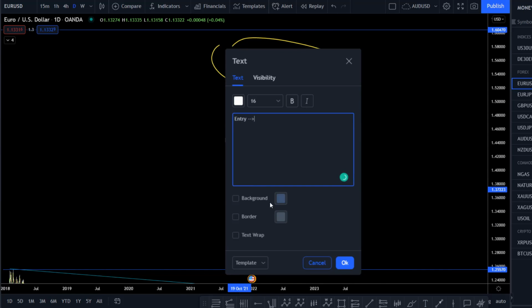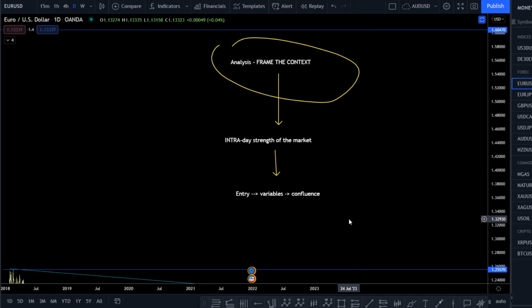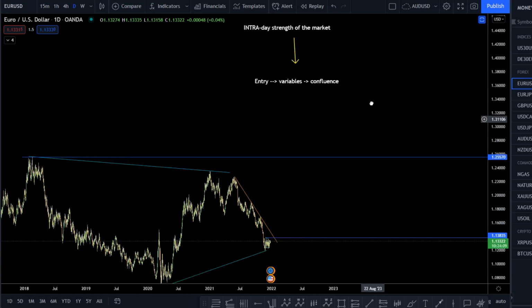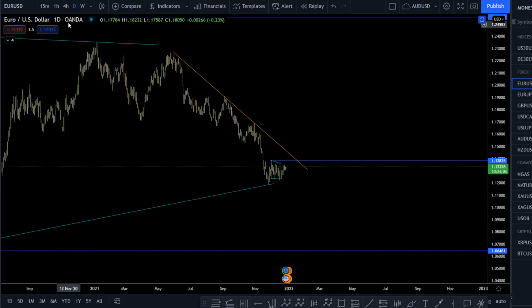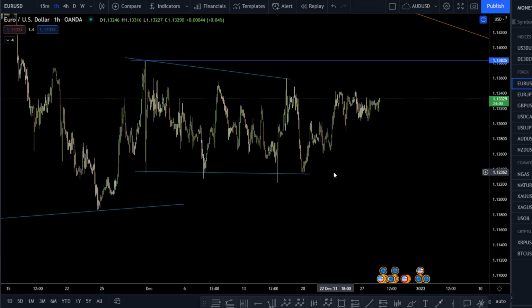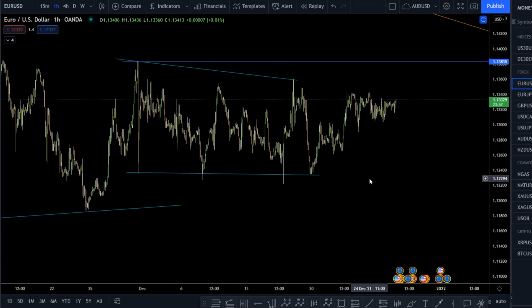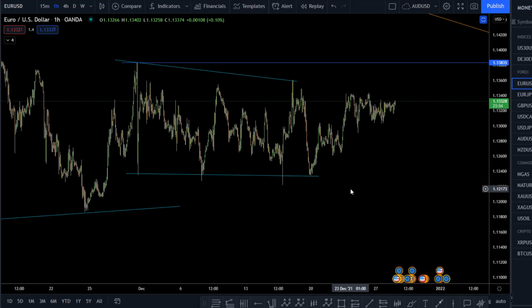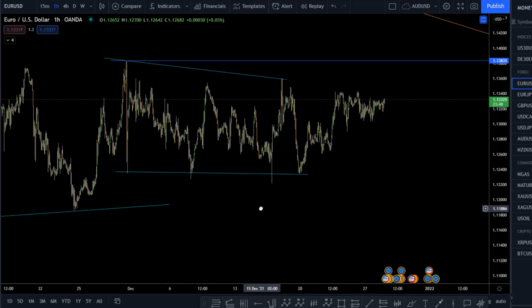An entry is defined by different variables, defined by confluence, right? Weight of the evidence. The way we define an entry is specific to our own strategy. Let's take a look at this, just to give you guys some examples of how you would enter this market, because this is quite messy. I'm on the 1 hour right now because you would want to enter on lower time frames because of the risk reward opportunities, right? So take a look.